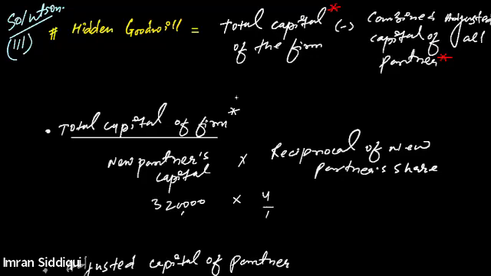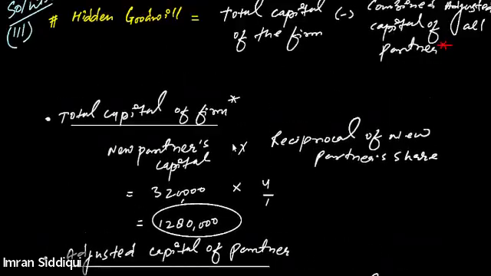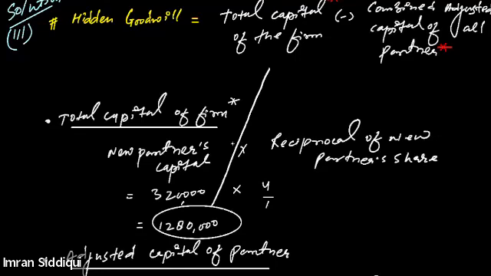Is that right, everybody? Yes, sir. Then we will multiply 3,20,000 with 4. It will be 12,80,000. Is that right? Yes, sir. So this is the value of the capital of the firm. This will be the total capital of the firm, 12,80,000. And now this value will be taken to our main working note.